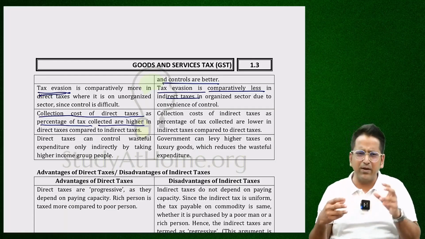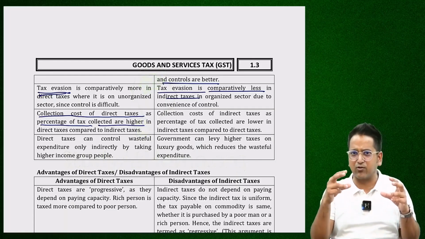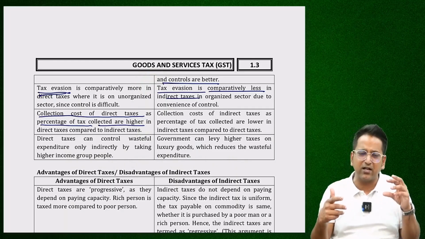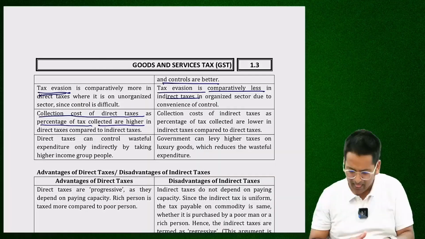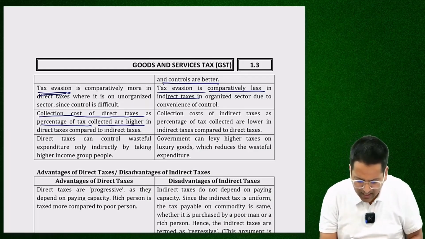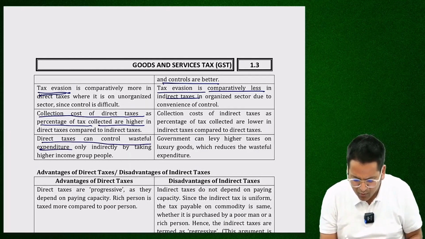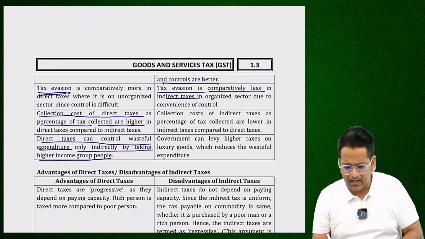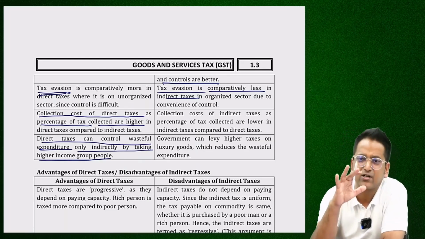As very few people are filing GST, the administrative costs will also be low, and more than 8 crore people file income tax returns. Direct tax collection costs more and uses more government resources, while GST has lower costs and higher collection. Direct taxes can control wasteful expenditure only indirectly, by taxing higher income groups. So, it is stating that direct taxes cannot control spending.